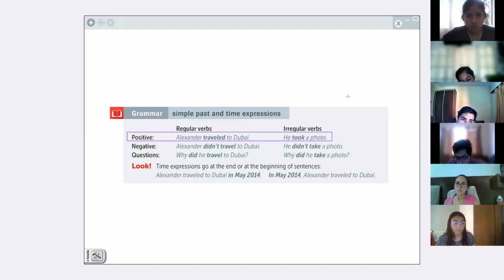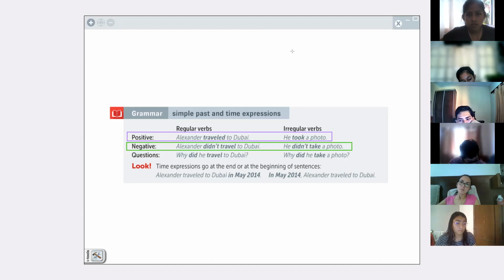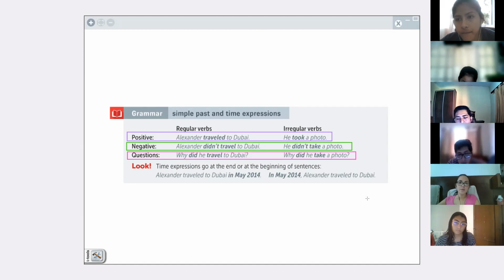Camacho, please. I want you to read the negative sentences. Alexander didn't travel to Dubai and he didn't take a photo. Very good. Thank you. And Jessica, please. Questions. Why did he travel to Dubai? Why did he take a photo? Very good. As you can see, we are following the structures we checked before, okay? Tenemos los auxiliares para las oraciones negativas y los auxiliares para las preguntas.